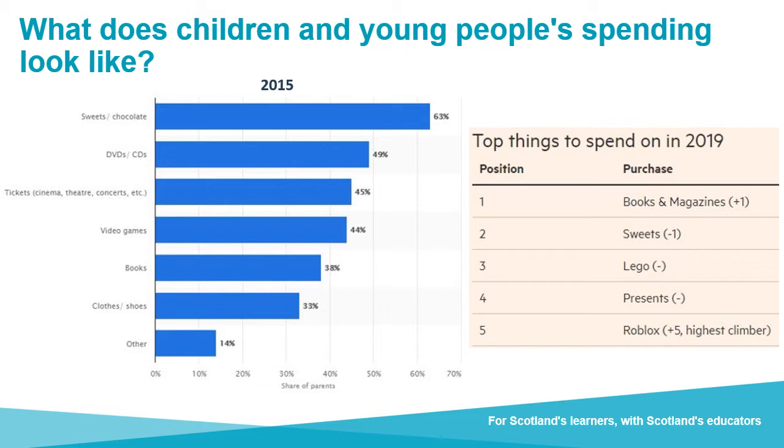The one on the right's more specific, talking about Lego and presents, and I guess that could be books, tickets, etc. as well, could be presents for other people. But CDs and DVDs, I imagine, will be well out of the top 10 as we stream more and more of our content.